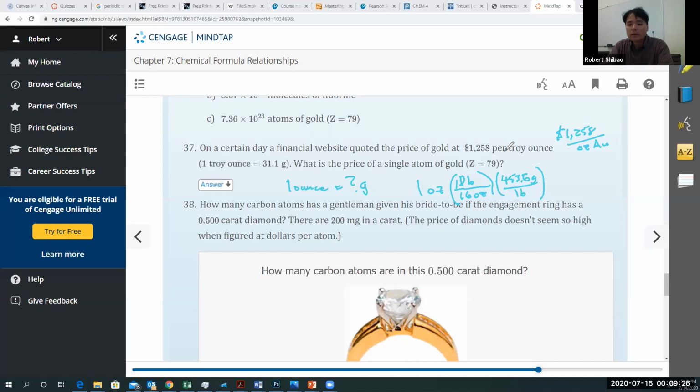So in a regular ounce, how many grams are there? I just want to do that: 1 divided by 16 times 453.6, which is 28.35. So in a regular ounce, there are 28.35 grams. In a troy ounce, there are 31.1 grams. So a troy ounce seems to have a little more gold than a regular ounce does.